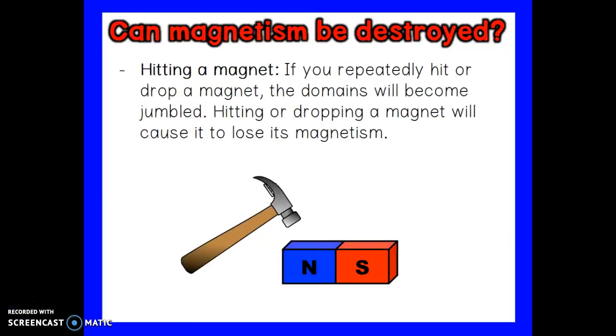What if you hit a magnet? If you repeatedly hit or drop a magnet, the domains won't be lined up anymore and magnetism will be lost. This is why it's so important to carefully handle magnets in a classroom.